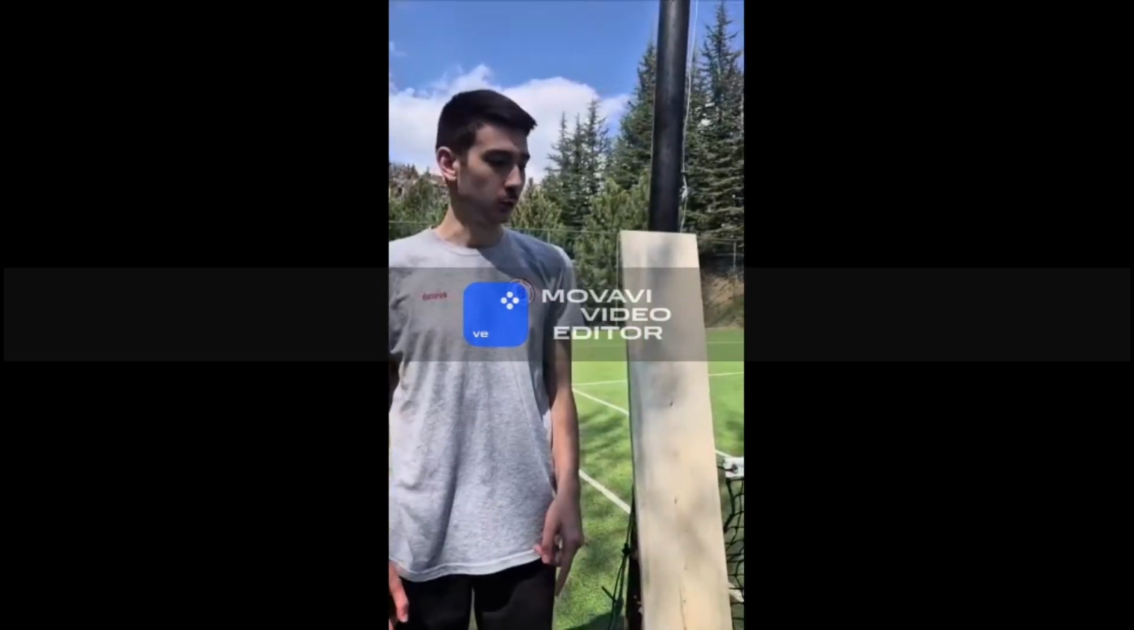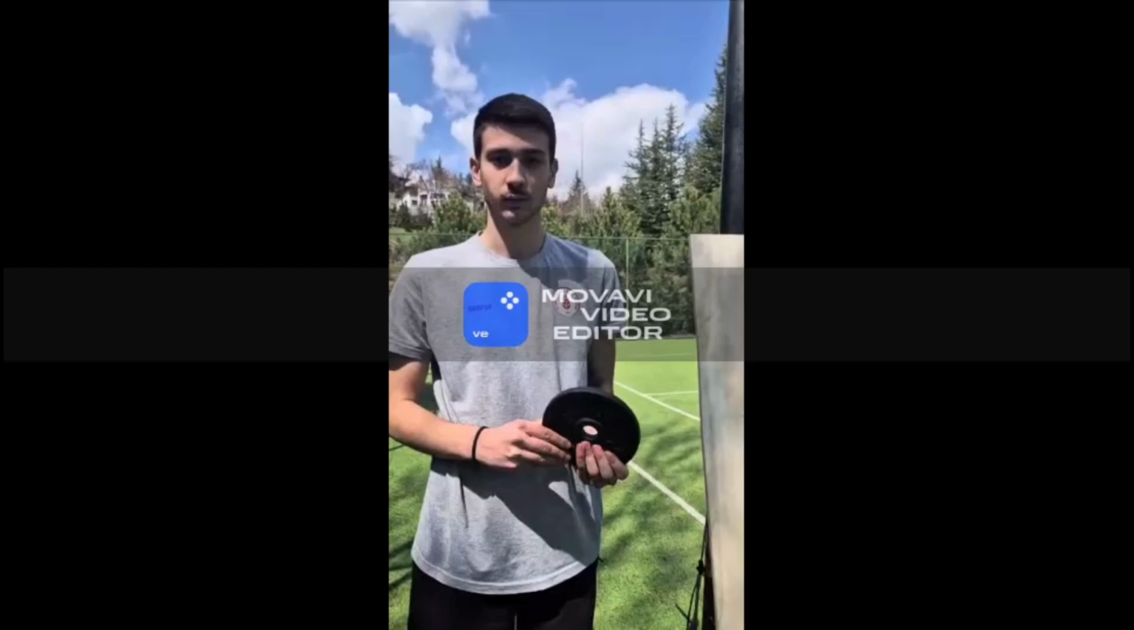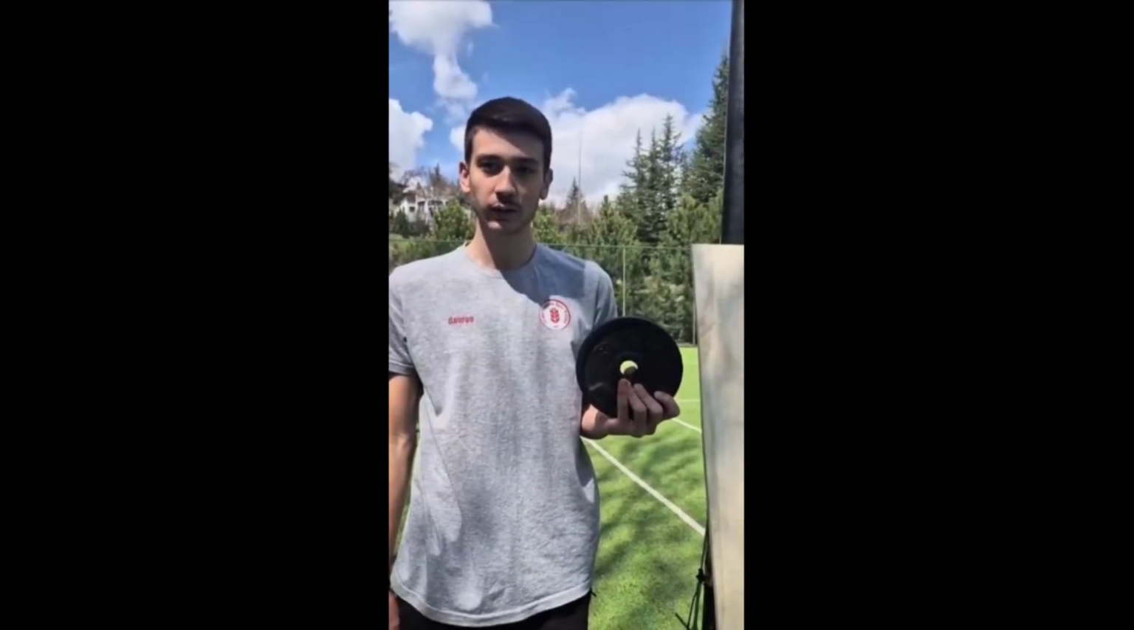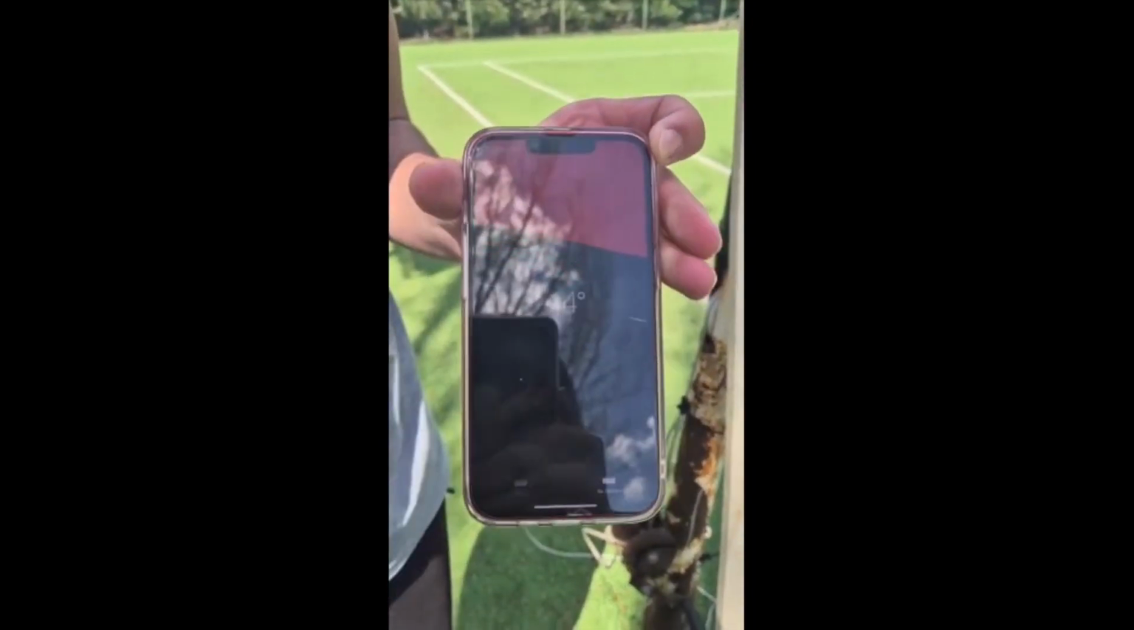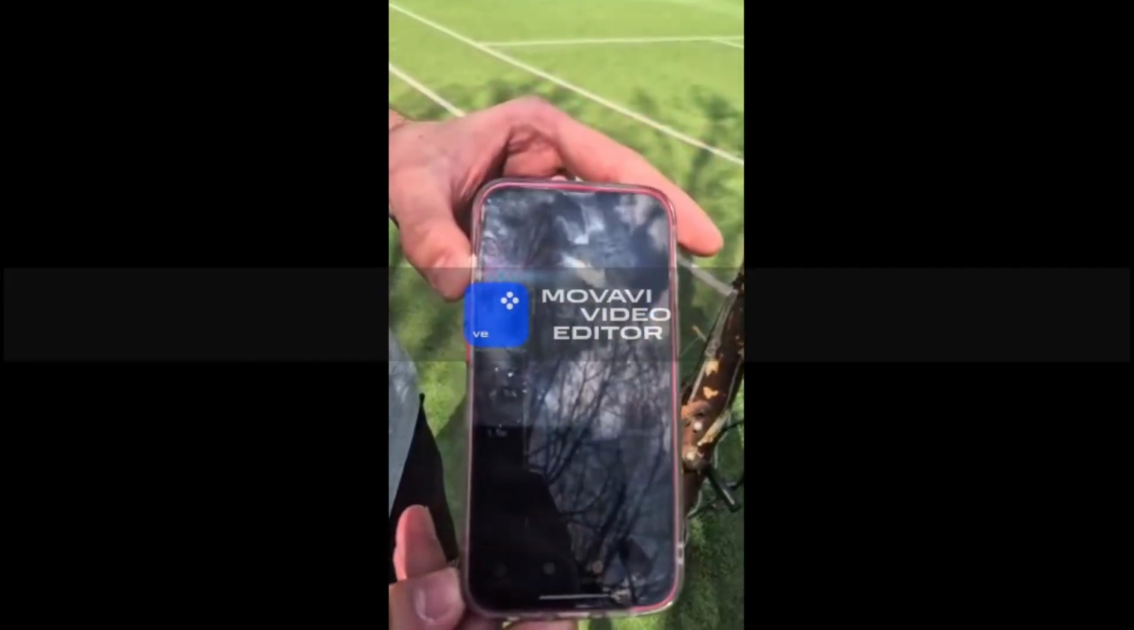To conduct this experiment, I'm going to use these tools: a plank, a measuring tape, a disc weight, a digital inclinometer, and finally a digital chronometer from my telephone.